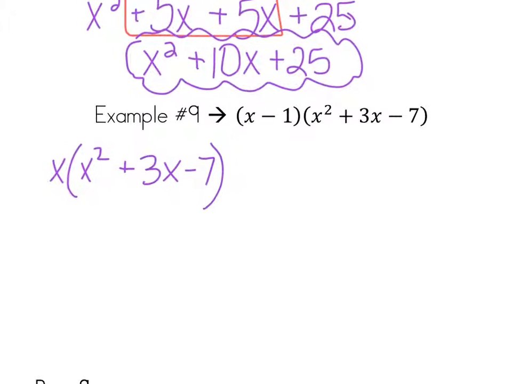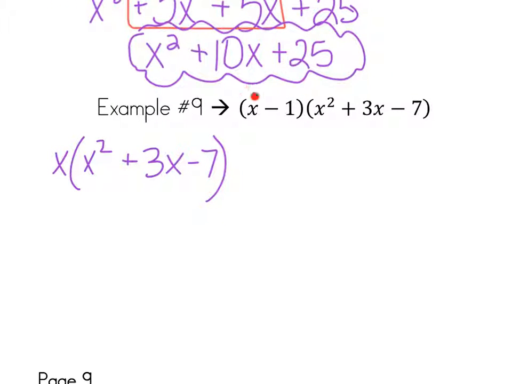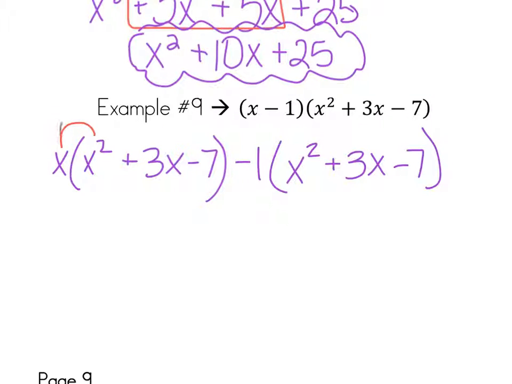So I took this x and multiplied it by this whole thing. So now I'm going to take the minus 1 and also multiply it by that whole trinomial. It's a little bit more work, but it is the same process, which is awesome. Now 1, 2, 3 times I need to multiply, and this minus 1 needs to be multiplied 1, 2, 3 times.